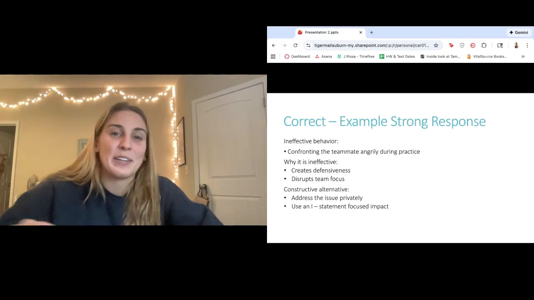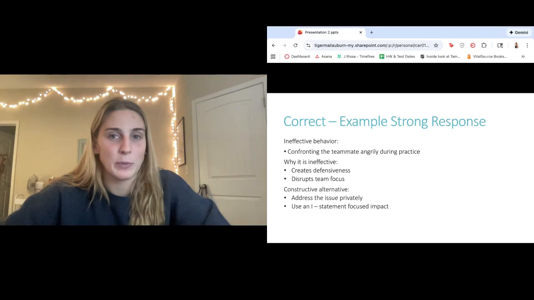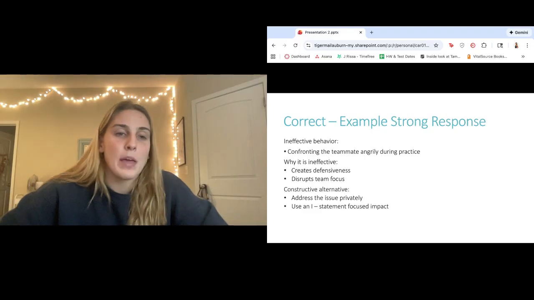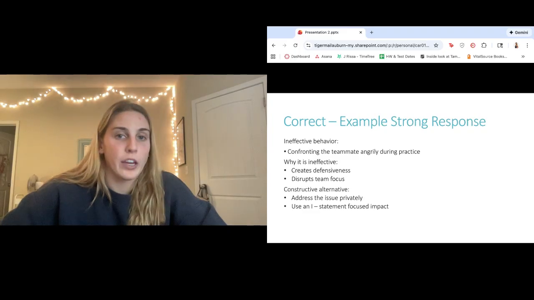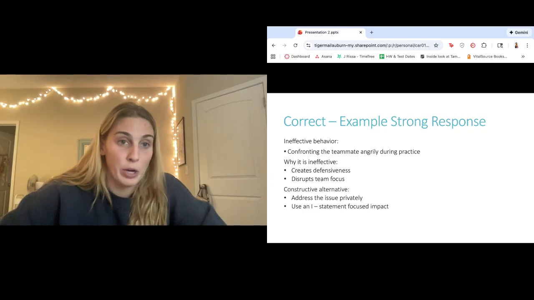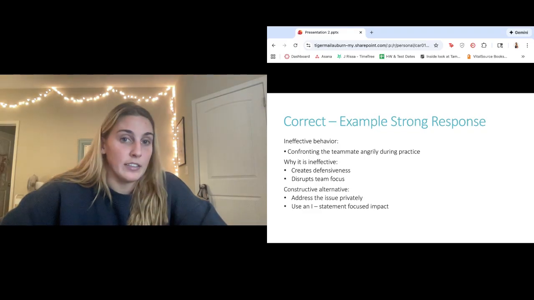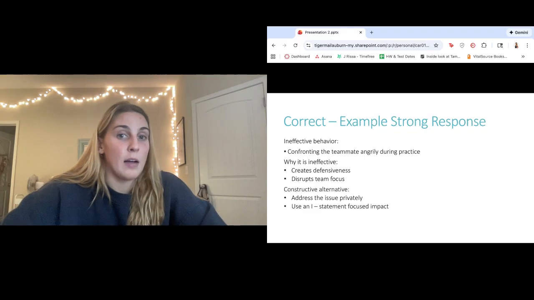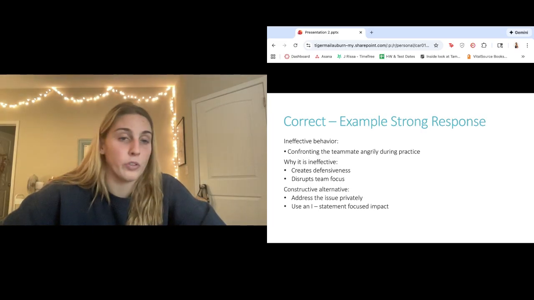Welcome back. Here we are going to correct your answers and go over some examples together. So an example of an ineffective behavior for this situation could be, again, confronting the teammate angrily during practice in front of the whole team and bringing a lot of commotion and distractions to a practice. Why is that ineffective? That, again, creates defensiveness, and it disrupts team focus. It distracts everyone from what we're trying to do at practice.